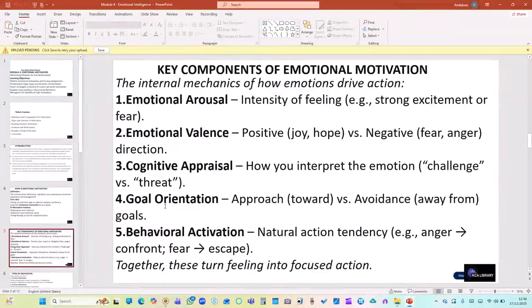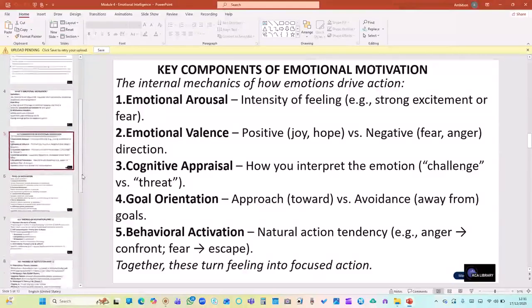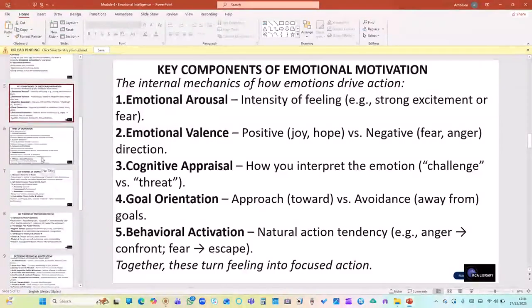Then cognitive appraisal, how you interpret the emotion, that is the challenges versus threat. Goal orientation, which involves approach versus avoidance. Approach is something that makes you pursue your goal, and avoidance is something that makes you relegate your goal. Then behavioral activation, which is the natural action tendency, like anger, confront, fear, and escape. Together, these turn feelings into focused action. So these are the key components of emotional motivation.